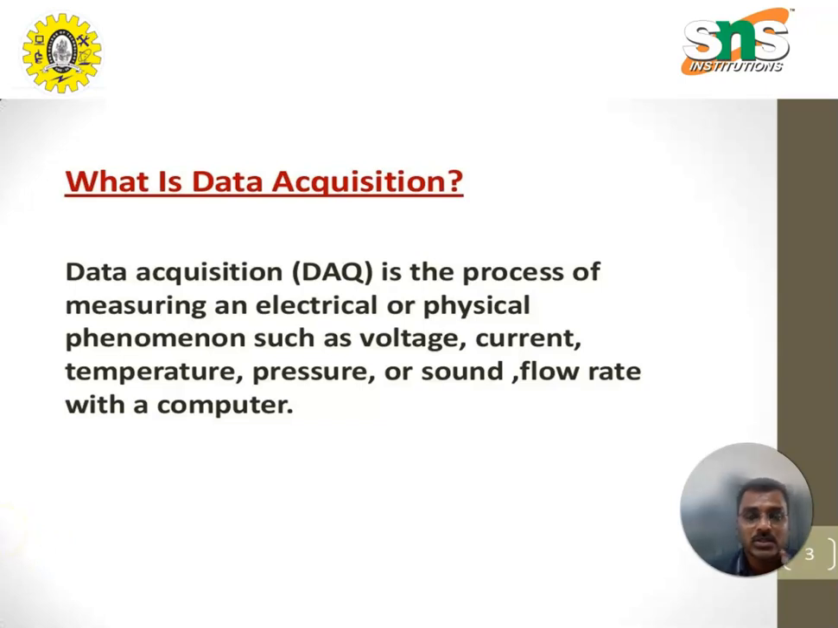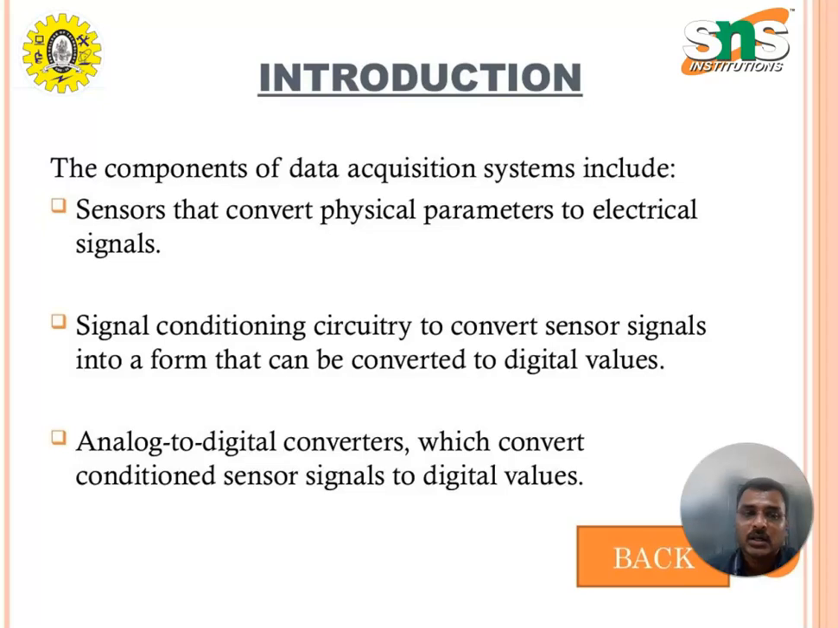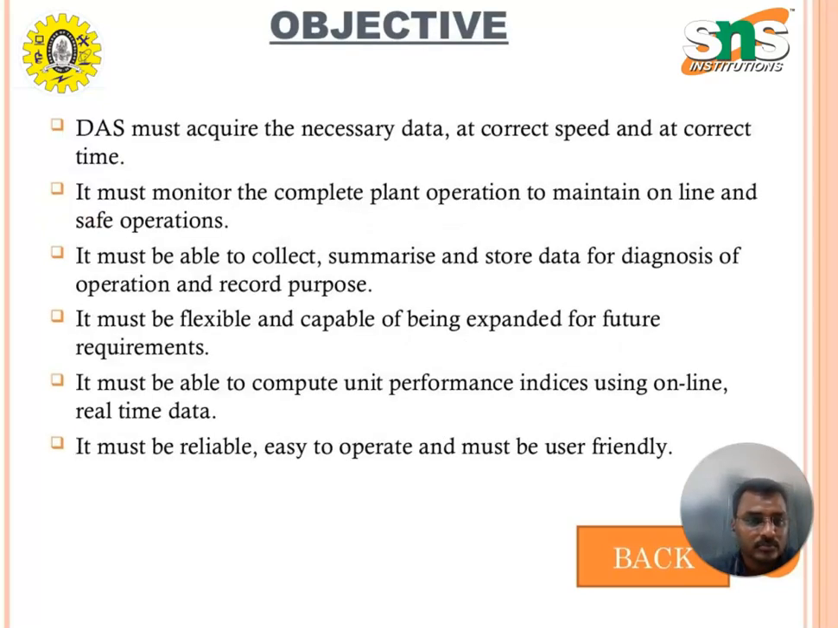Data acquisition is the process of measuring electrical or physical phenomena such as voltage, temperature, pressure, sound, or flow rate with a computer. The components required for data acquisition are the sensor, which converts physical parameters into electrical signals, then a circuit for conditioning the sensor signals, and analog to digital converters.